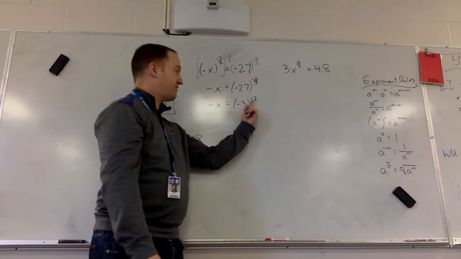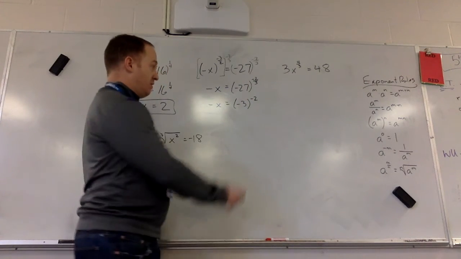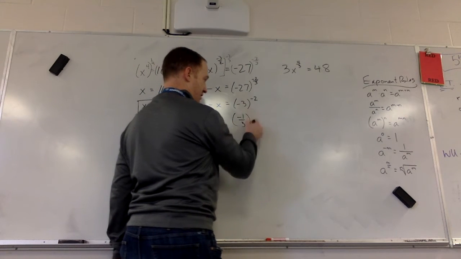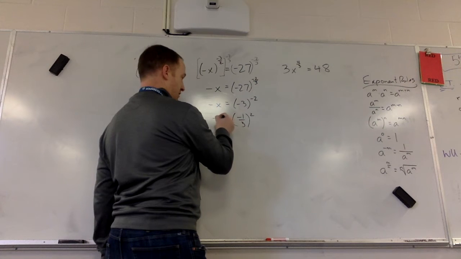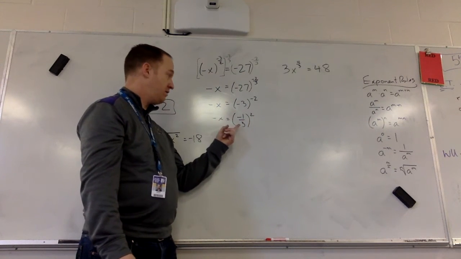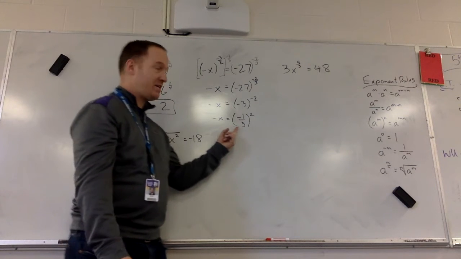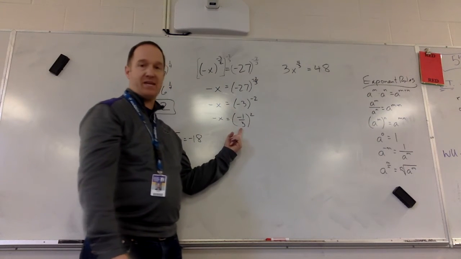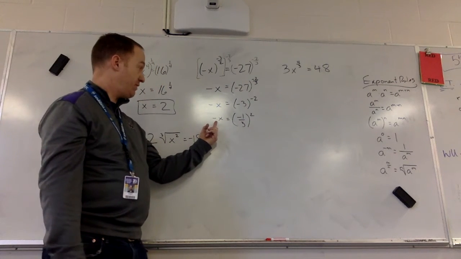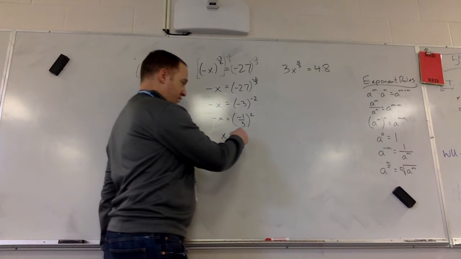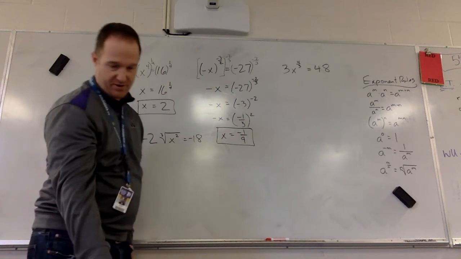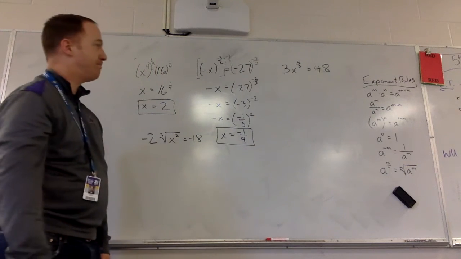I'm going to do the negative next. A negative exponent means you flip it over. So we're going to flip over -3. We get -1/3. Now we square that. -1 squared is 1. 3 squared is 9. So we get -x equals 1/9. That means if we divide both sides by -1 to get rid of this, we get x equals -1/9. There is our solution there.